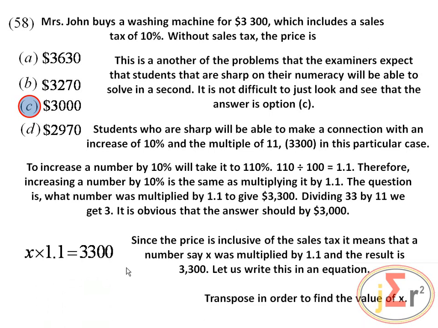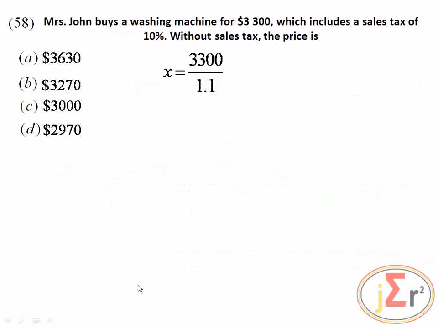Transpose in order to find the value of x. So we are multiplying by 1.1 here. Dividing through by 1.1 will cause the x to remain by itself on the left hand side, and on the right hand side we have 3,300 divided by 1.1. And we will do that calculation on the next slide.